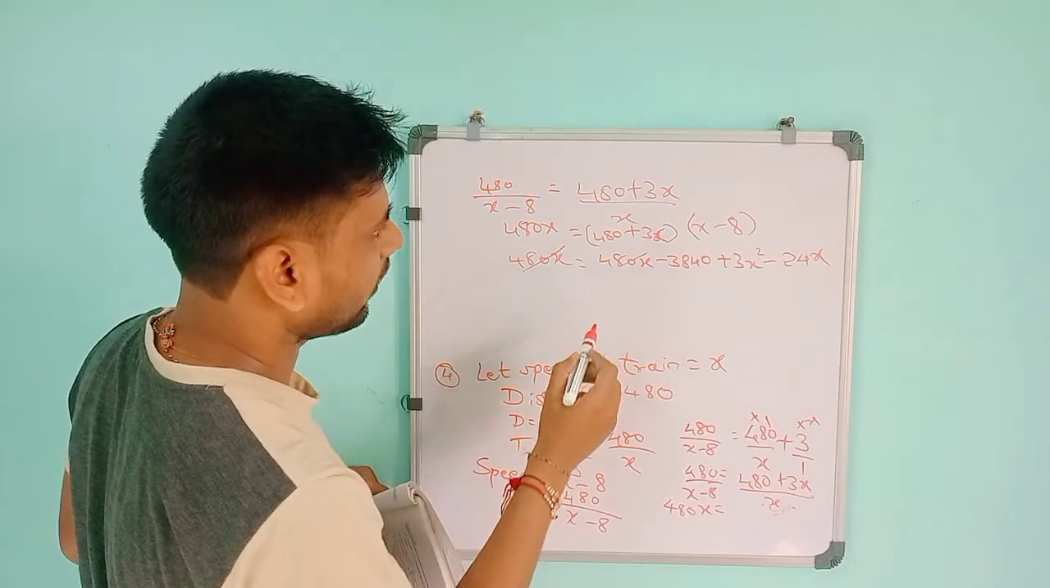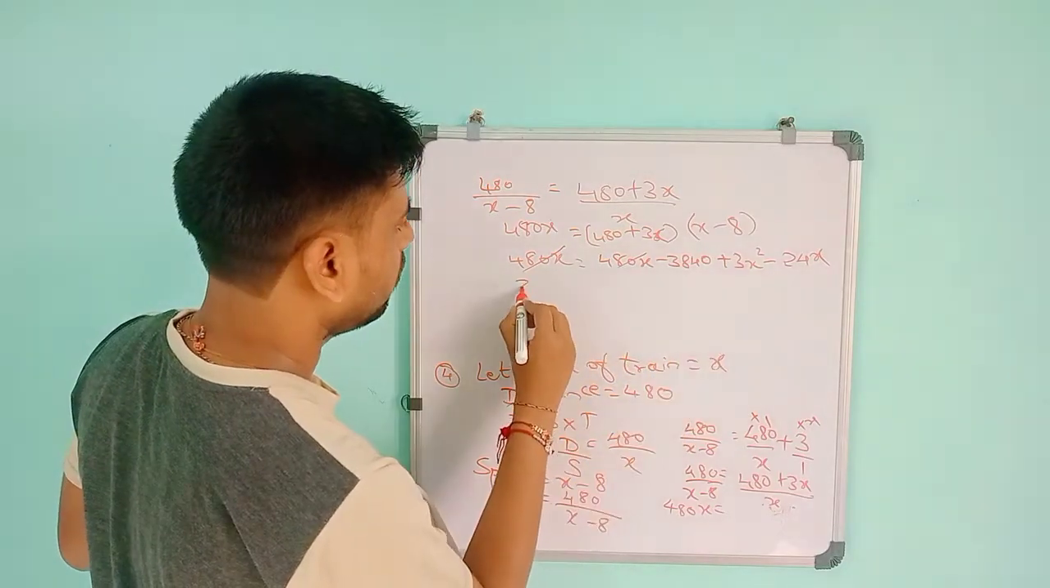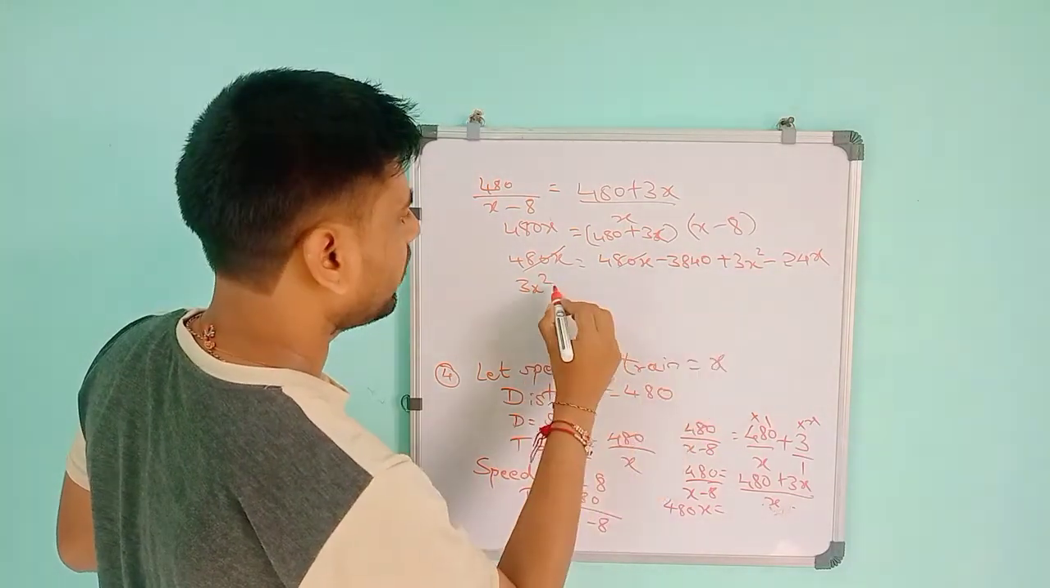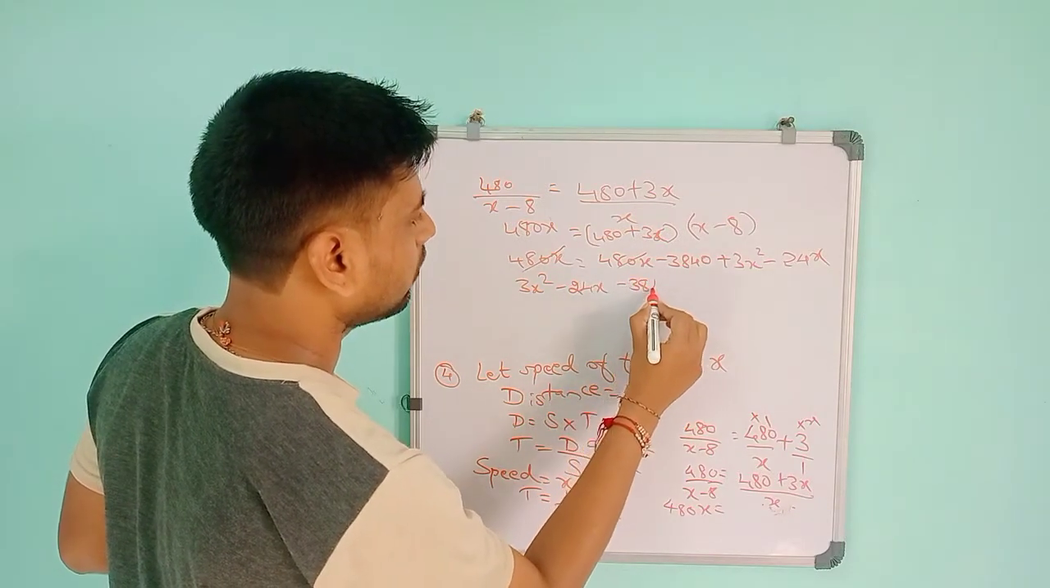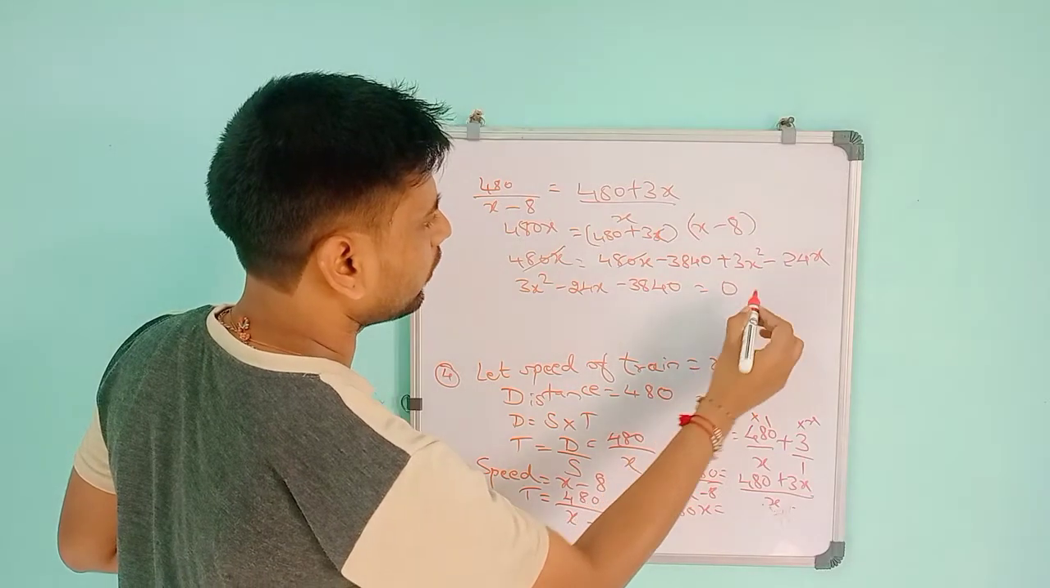480x and 480x will get cancelled. So the remaining is 3x square minus 24x minus 3840 is equal to 0.